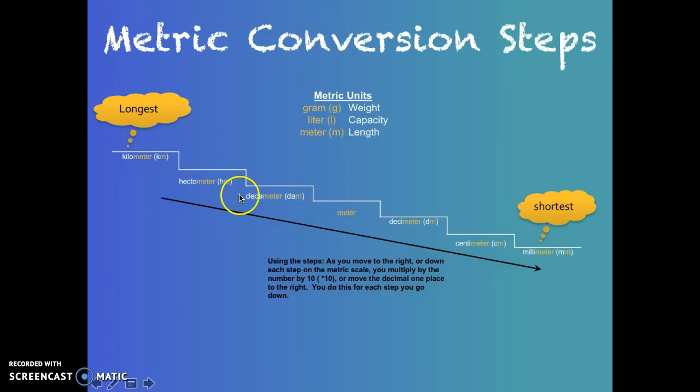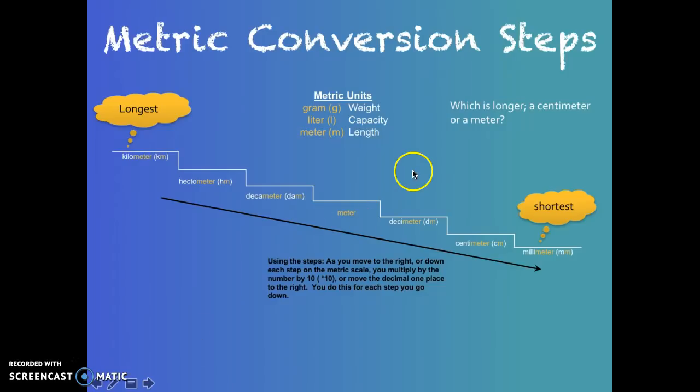But kilo, hecto, deca, and then just put unit here, deci, centi, and milli. Make a note that this is the longest unit, and then way down here is the shortest. So now when we're using these steps, as you move to the right or travel down each step on the metric scale, you're going to be multiplying the number by 10. And you'll remember throughout the year what that means is we're moving our decimal one place to the right. So you're doing that each step you move down. So stop the video and get this copied down in your notebook.